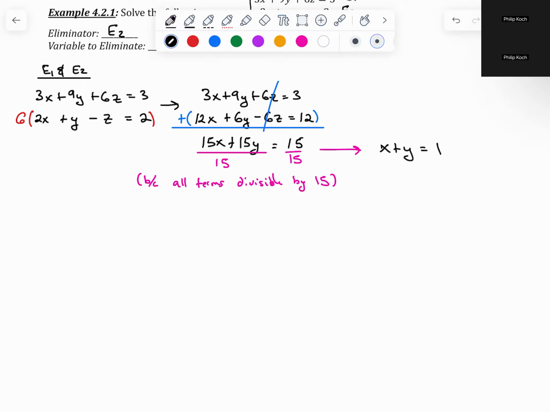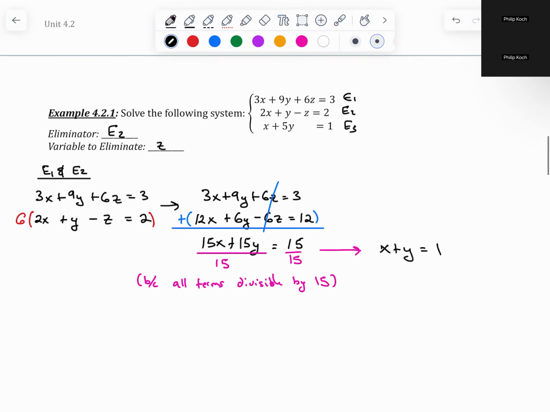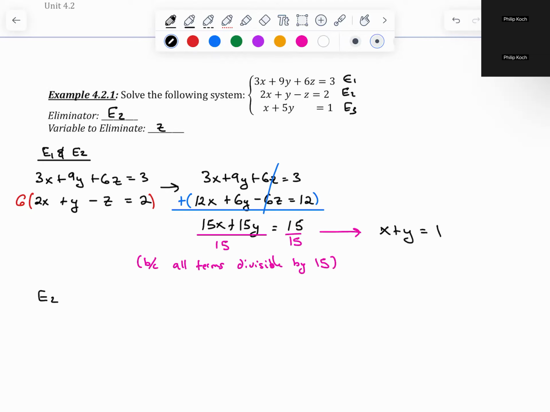And our eliminator is E2, so now we're going to use E2 on E3, but we notice something. In E2 and E3, z is already eliminated from E3. So we have x plus 5y is equal to 1. We didn't need to do anything. That's the reason why I decided to eliminate z, because I didn't need to do too much. I already had one of them that had it removed.